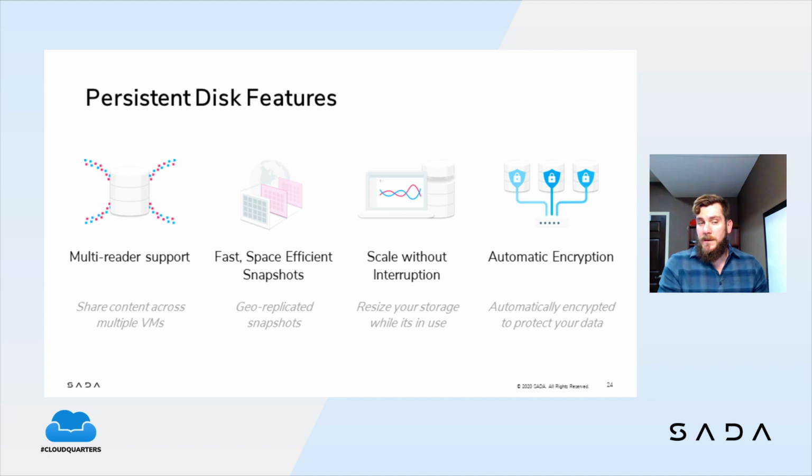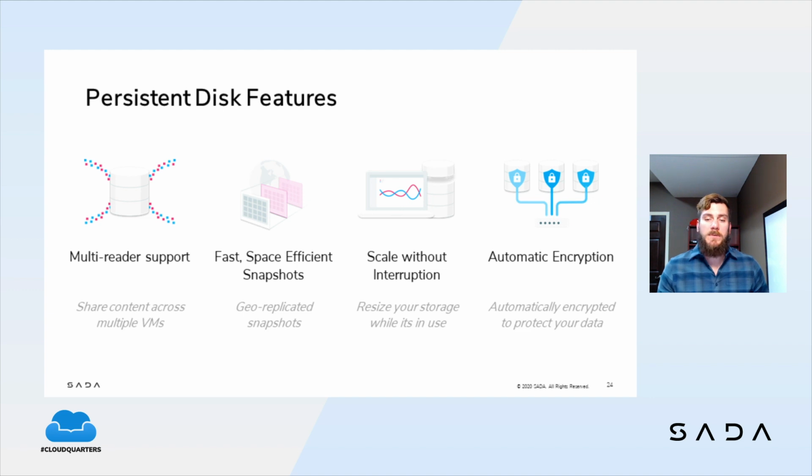Some of the features of the persistent disk: it has multi-reader support, so you can connect multiple VMs to a single persistent disk. For things like shared clusters, or if you do have a driving need to have the data stretched across multiple VMs, persistent disk is a great way to do this. It's fast and space efficient. As I mentioned, we can take snapshots. Those can be replicated in order to allow you to have the availability that you need to create your uptime.